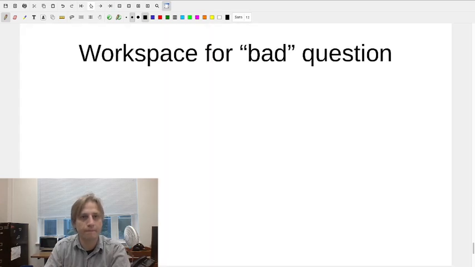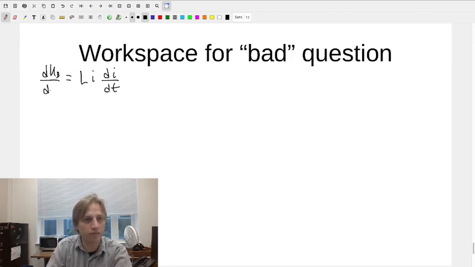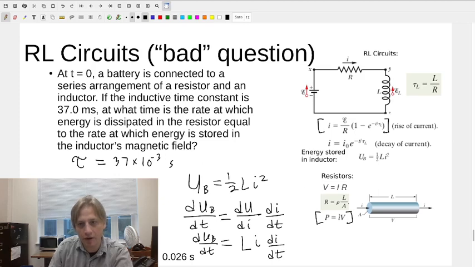So if my U_B is going to be L times I di/dt, and I know that this is how much magnetic field energy is being added to my inductor per unit time, that is for my inductor, and the power being used by my resistor is I times V.